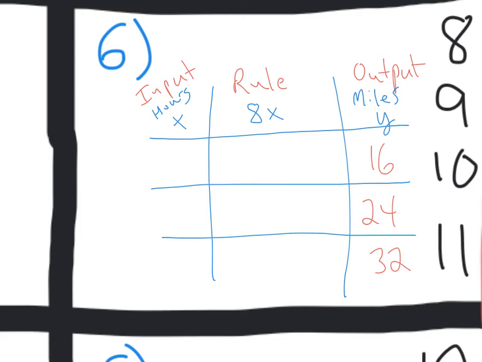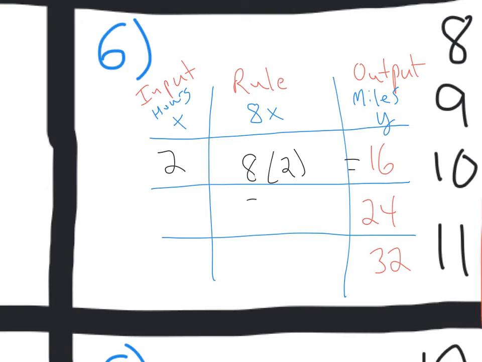Alright, so we're working backward to find our inputs for these results. So what did we have to plug into our rule to get an output of 16? In other words, what times 8 equals 16? 8 times x equals 16. That would probably just be 2, right? 8 times 2. Okay, so I can replace that. 8 times 2 equals 16. So 2 is your first input.